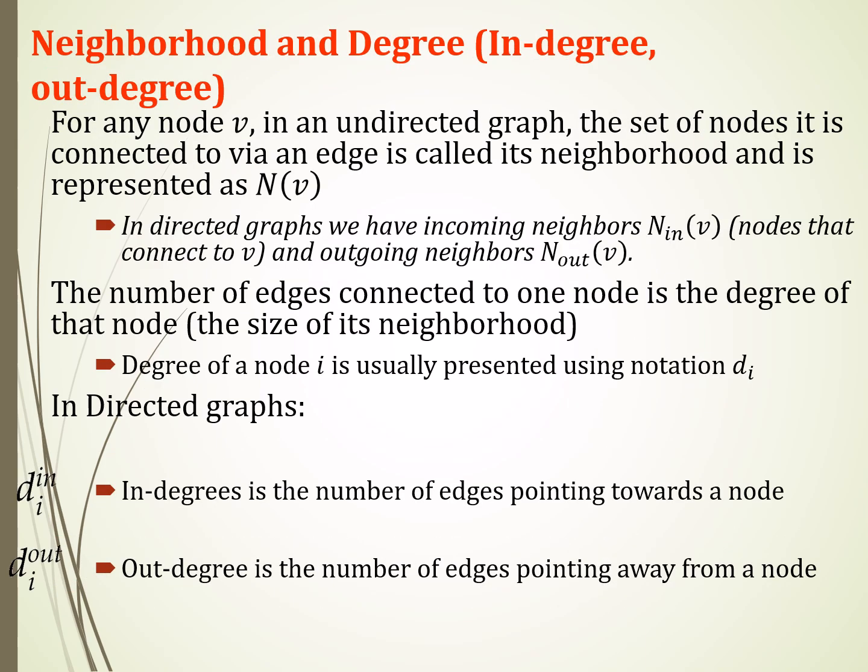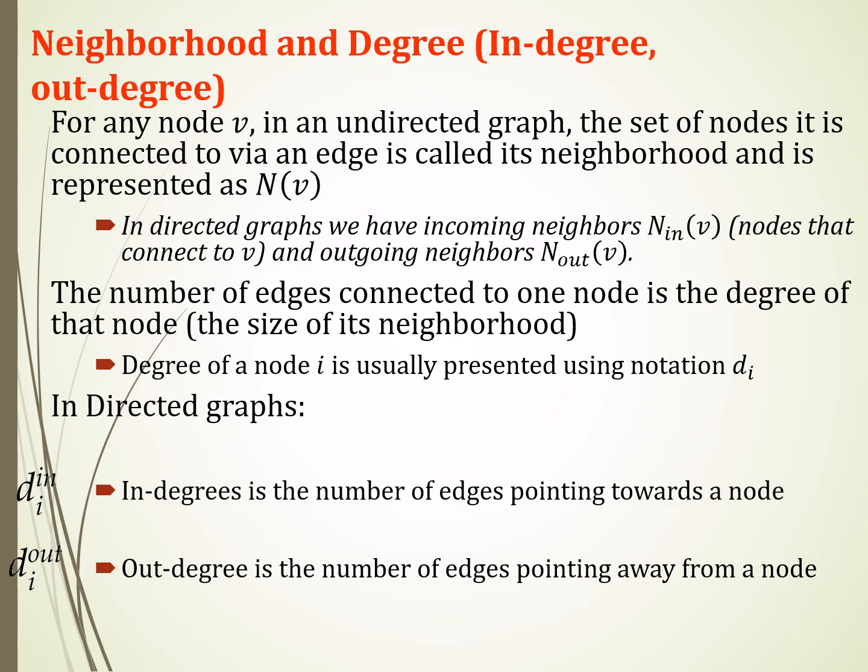And the next concept is degree. So the degree means the number of nodes connected directly to it. Already we have seen the definition of degree. So now let us see what is meant by in degree and out degree.